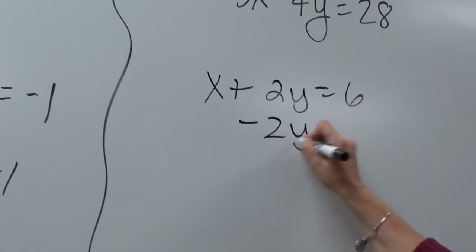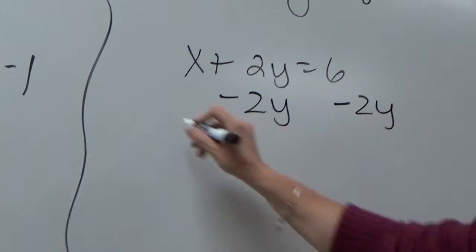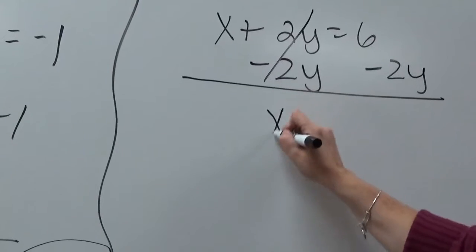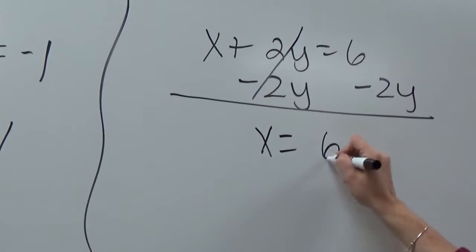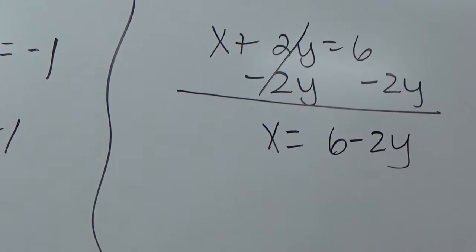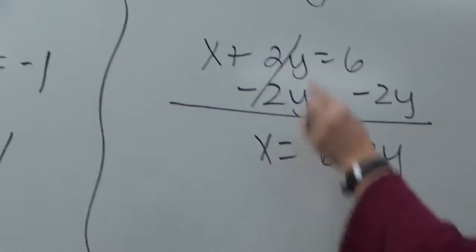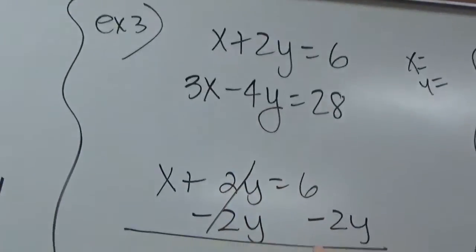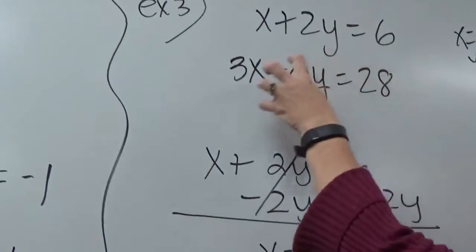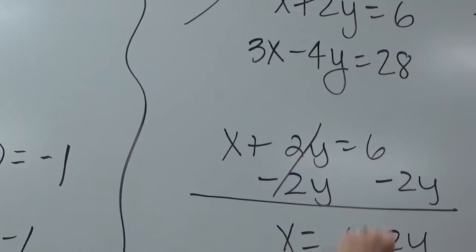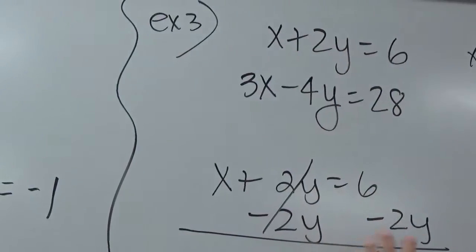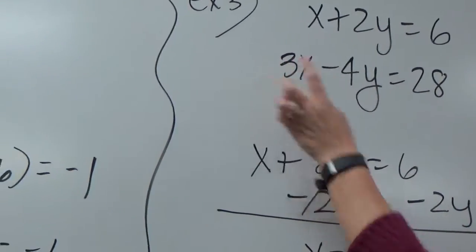I'm going to subtract 2y on both sides, because now I have a nice easy x equals 6 minus 2y. Make sure whatever you substitute, you go in and put it into the other equation. This isn't going to work if I take this and put it into that one. It won't work. You have to take it and put it into the other equation.